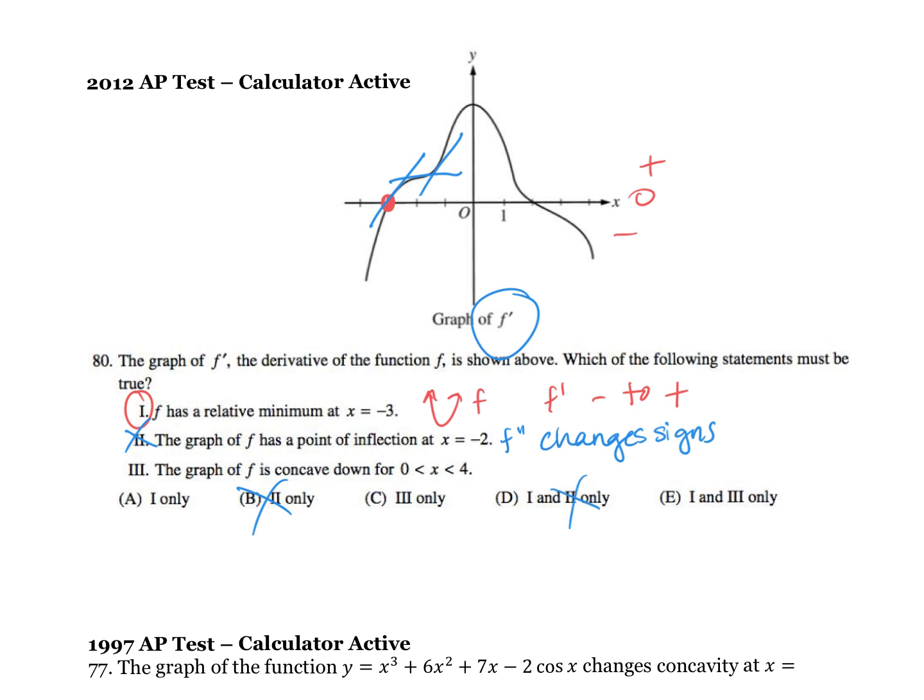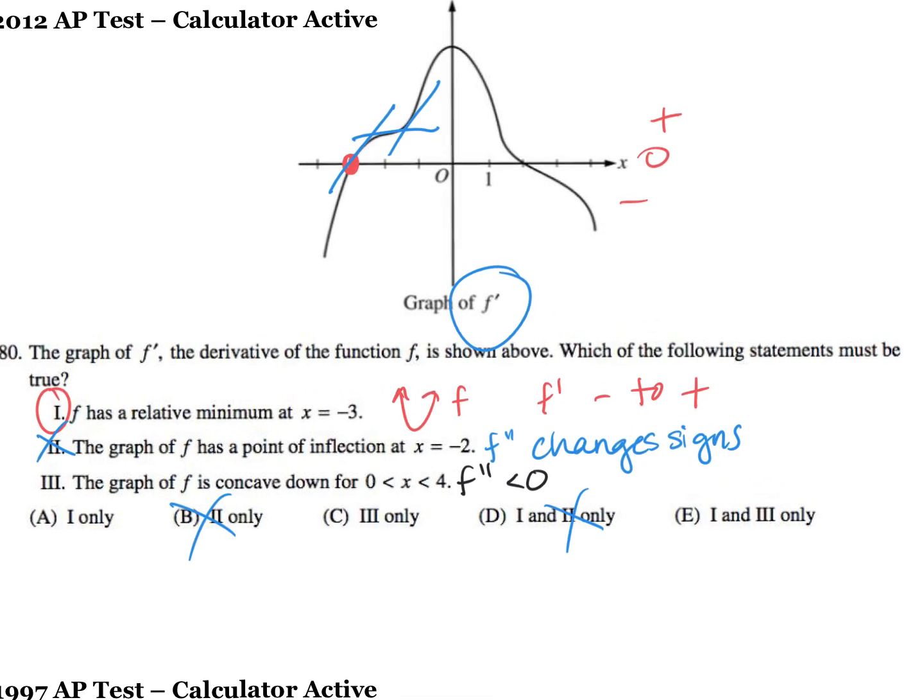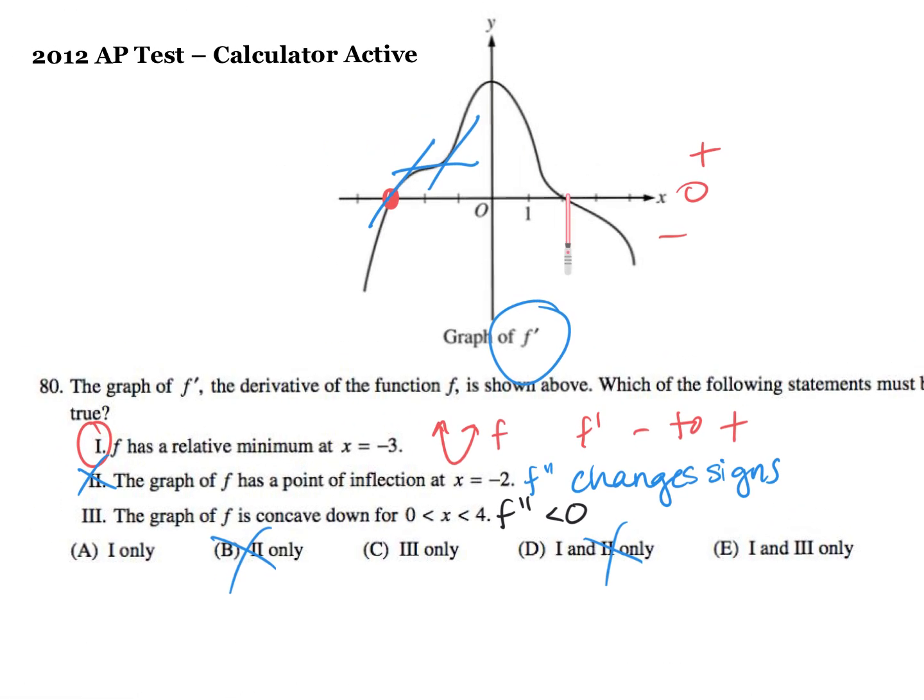The graph is concave down. What makes something concave down? It's when the second derivative is negative. From 0 to 4 is my second derivative negative. The second derivative is going to be the slope of f prime. The slope this entire time is negative. So I agree. 1 and 3.